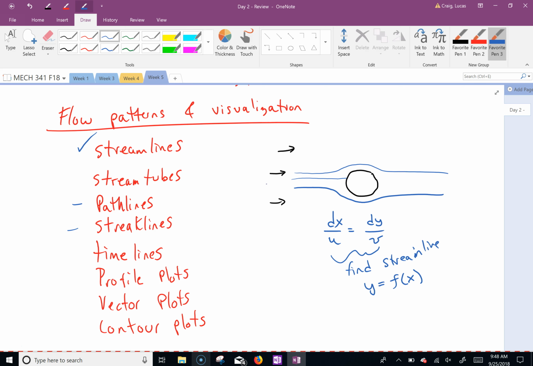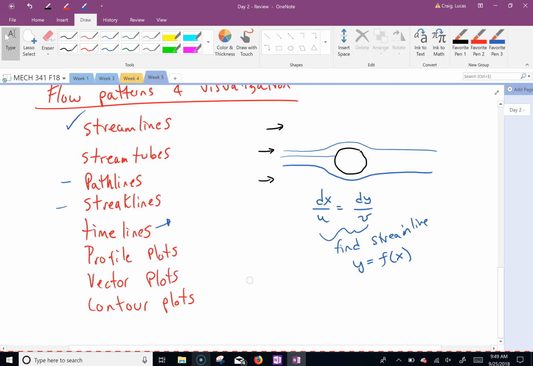All right. I'm going to switch back and we'll continue. All right, so that covers some of that. Timelines, those are just used when you have a plot of velocity versus time if you're looking down some section, so don't worry about that. And then these last two, vector and contour, oops, sorry.